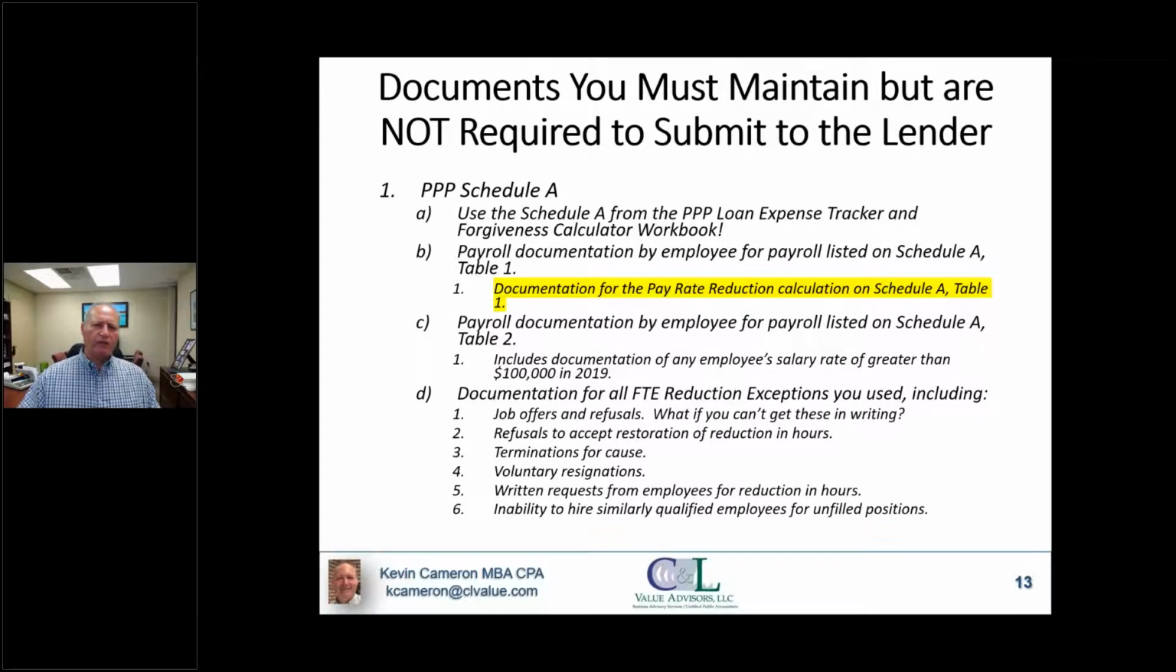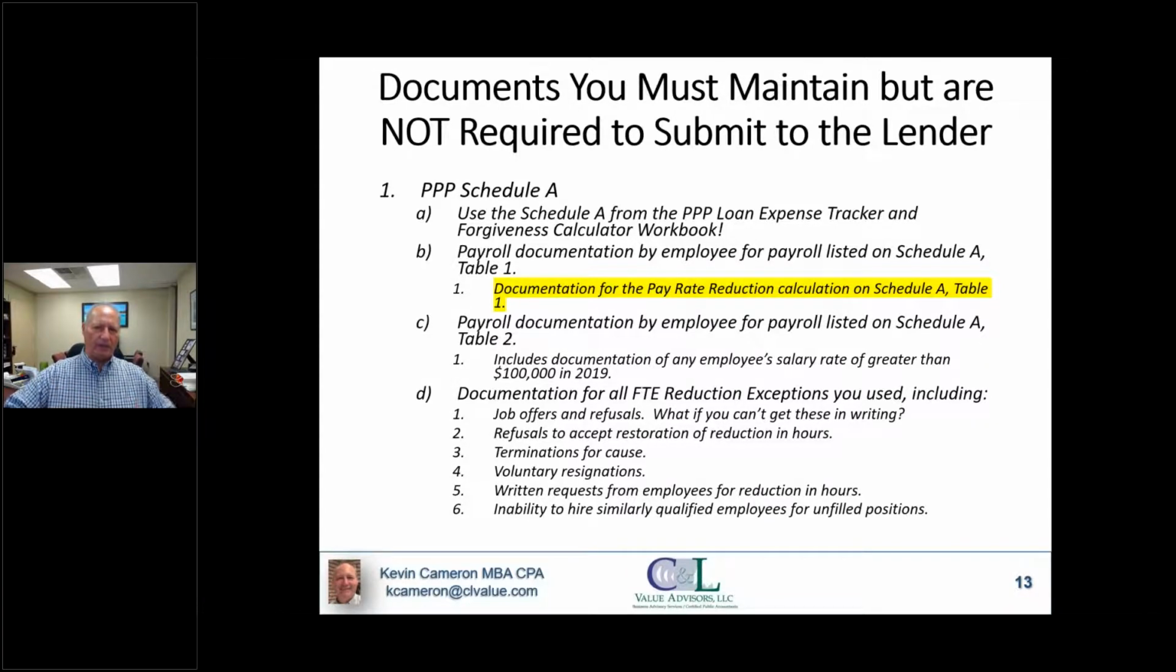You don't provide that to the lender. What I find really interesting about that is that's where you list all of your payroll by employee, as well as FTEs and their hours if you have to calculate the FTEs. So the fact that you're not turning that into the lender is remarkable to me, because that's really where a lot of the work is involved in gathering and compiling the data. So it's almost like the SBA is going on a trust basis and saying, we trust that you're doing that calculation correctly.